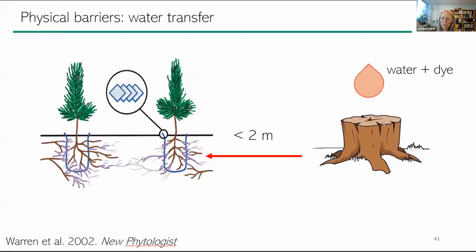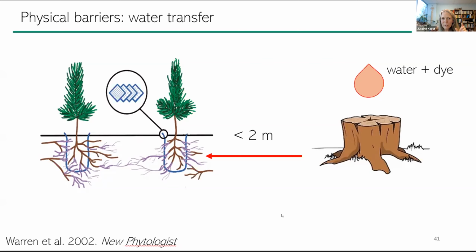And in this experiment, which was in a pine forest, they chopped some pine trees down, and they put sleeves on the trunks, on the leftover stems, and then they added water with dye in it. And so then they could follow that dye, and they could track it into seedlings that were planted around the stump.